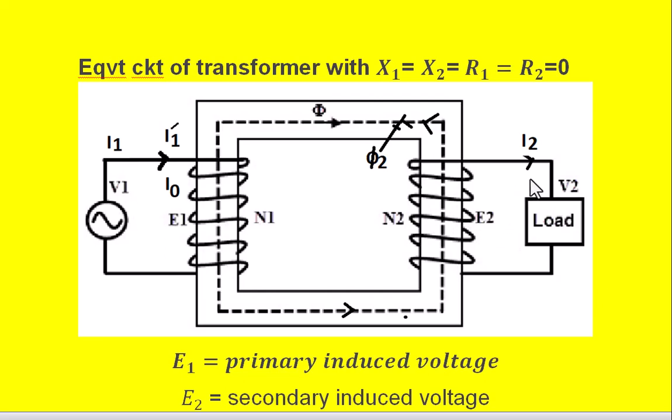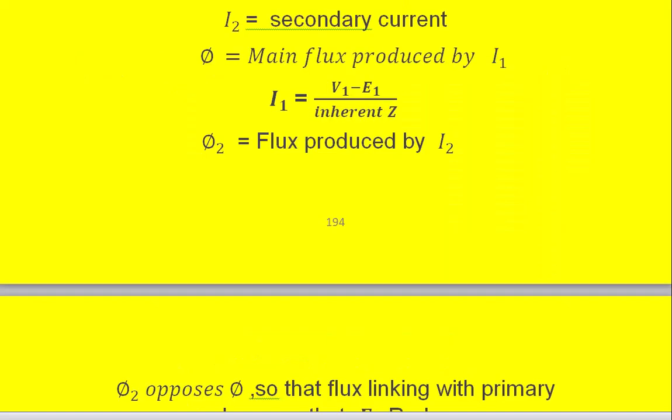And because of this E2 and the load connection here, current flows through the load I2, and this current is called the secondary current I2, and because of this secondary current, a flux is produced in the magnetic core called phi 2, but it opposes the main flux phi like this. So when the secondary current is not there, the current drawn by the primary winding we call as I1, that is equal to V1 minus E1 divided by inherent impedance of primary winding.